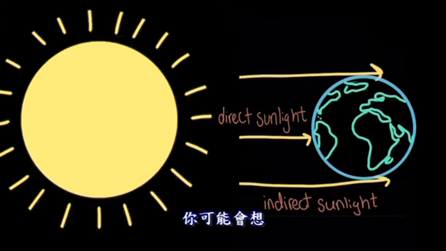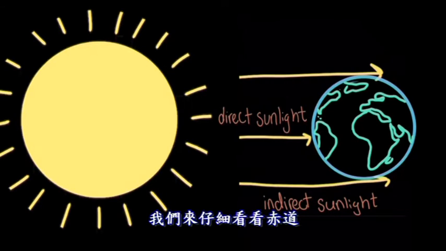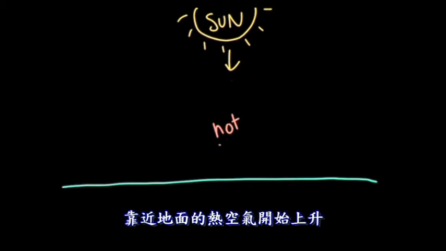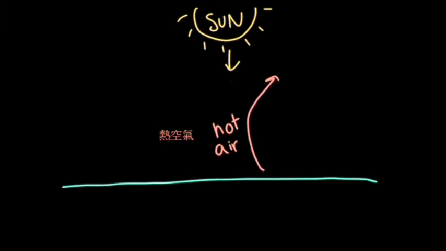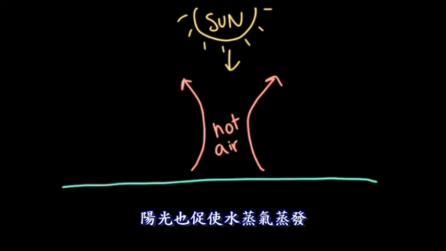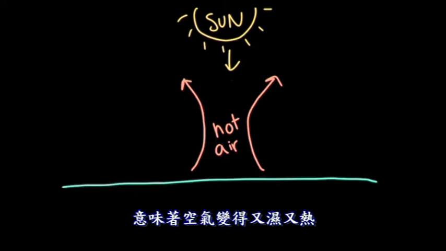And you may be thinking, what does this all have to do with airflow? Let's take a closer look at the equator to see what's happening. So imagine you're standing on a piece of land near the equator. When the direct sunlight hits the equator, the hot air near the ground begins to rise up because hot air rises. All the direct sunlight also causes evaporation to increase, which means that this air that's rising up right here is both hot and moist.